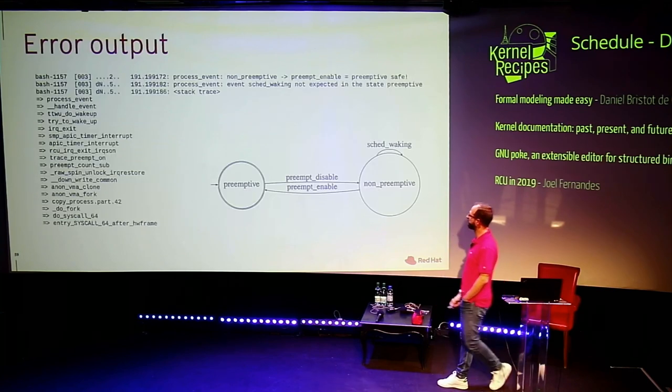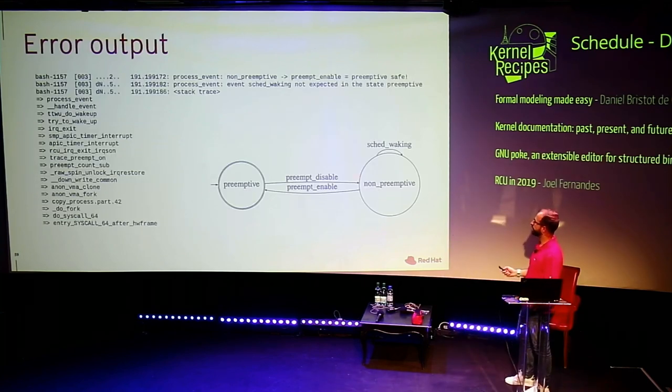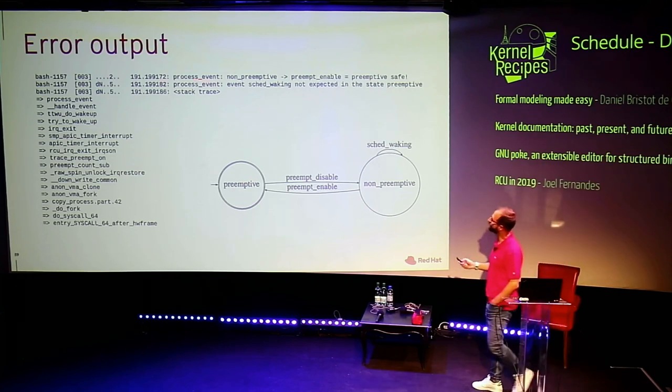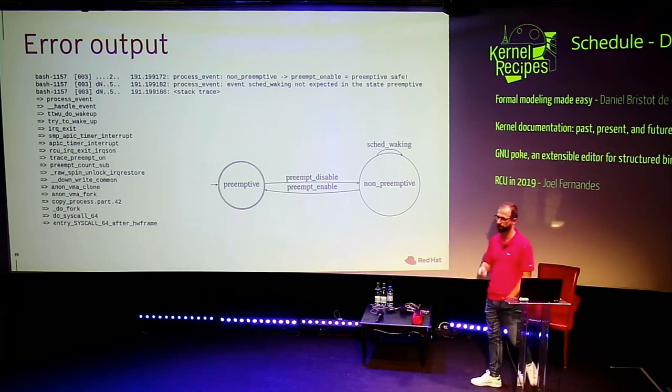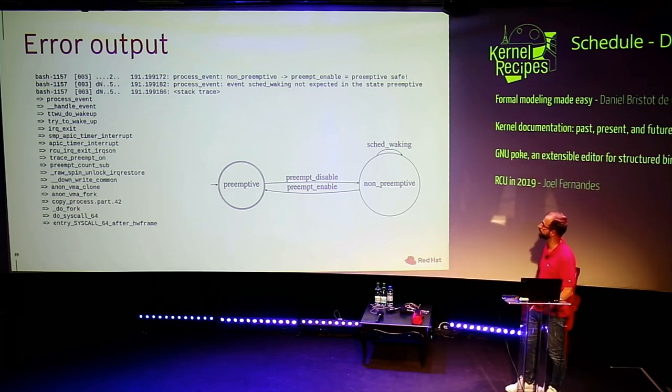So for example, in this simple automata, I cannot have schedule waking while in preemptive. I was tracing the system, and I saw that I was in non-preemptive, received preempt enable, which brought me back to preemptive, so I'm safe here. Then I received the schedule waking event, and this wasn't expected in my model. So there is something wrong here. It's not expected to have a schedule waking while in this state. And so I printed the stack to figure out where the problem was.